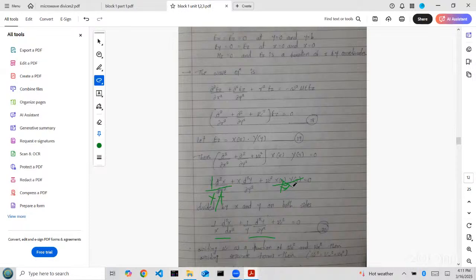It is written as 1 by x of ∂²x by ∂x², plus 1 by y of ∂²y by ∂y², plus kc square equal to 0. This one, again, what you have to do? Bring the y term to the RHS. The x term and kc term we keep on the LHS. From this, see the next one: only LHS, 1 by x ∂²x by ∂x² plus kc square, is treated as one constant, ky square.